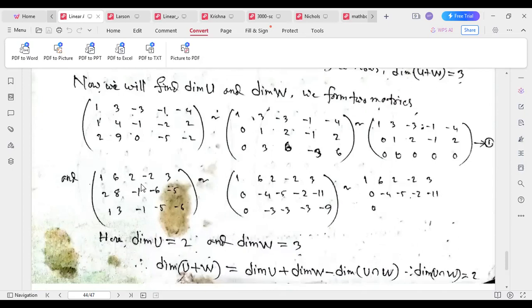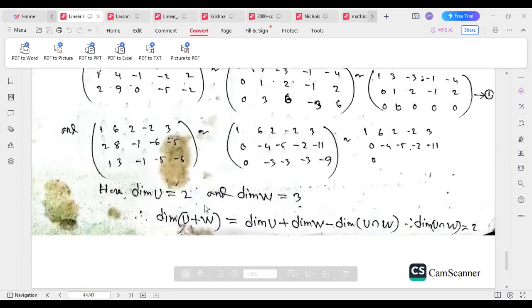set of vectors W in echelon form, we observe that the third row is 0. This is why the dimension of U equals 2, and the dimension of W, what? It has 3 non-zero rows. So the dimension of U plus W equals what?